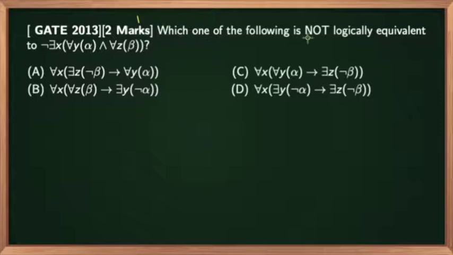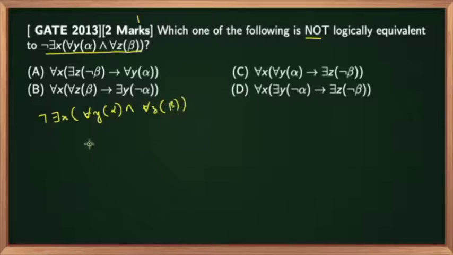Which one of the following is not logically equivalent to this predicate? So this predicate is not exists an x for all y alpha and for all z beta. We can take this not inside, so that will be equal to for all x, not for all y alpha and for all z beta. So that will be equal to for all x.